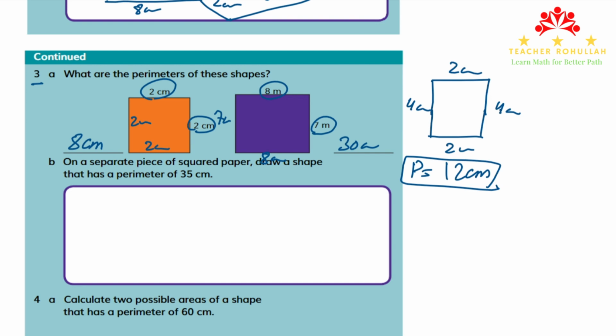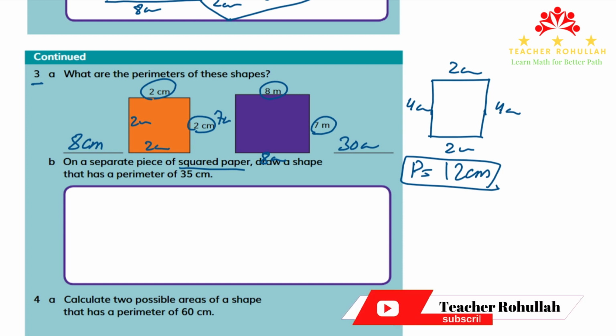Well, part A is done. In part B, it says, on a separate piece of squared paper, draw a shape that has a perimeter of 35 centimeters. I don't have the square paper. You can have the square paper in your notebook. Most of the notebooks that are for mathematics have square paper.